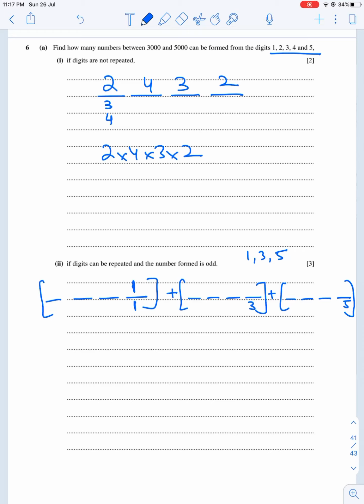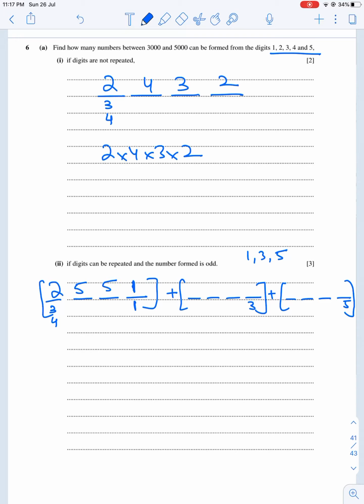You have to make a number which is between 3000 and 5000. That means you have an option of having 3 here and 4 here. That means you've got 2 places here. Now apart from these, since the digits can be repeated, you've got 5 digits in all, which is 1, 2, 3, 4 and 5. So you can have any of those 5 digits here, any of those 5 digits here.